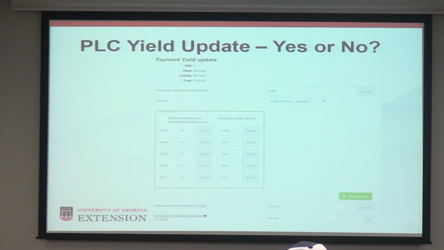Now, once you do make that election on the PLC yield update, it does remain, so it starts in 2020 and it remains throughout the rest of the life of the Farm Bill. There are no additional elections or updates in terms of those PLC yields beyond this one.